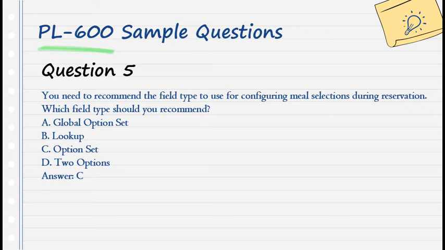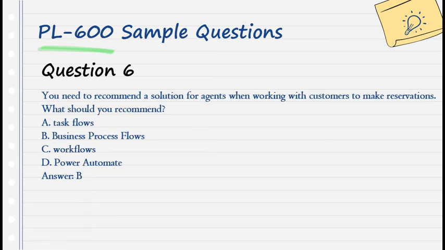Question 5. You need to recommend the field type to use for configuring meal selections during reservation. Which field type should you recommend? A. Global Option Set. B. Lookup. C. Option Set. D. 2 options. Answer: C. Question 6. You need to recommend a solution for agents when working with customers to make reservations. What should you recommend? A. Task flows. B. Business process flows. C. Workflows. D. Power Automate. Answer: B.